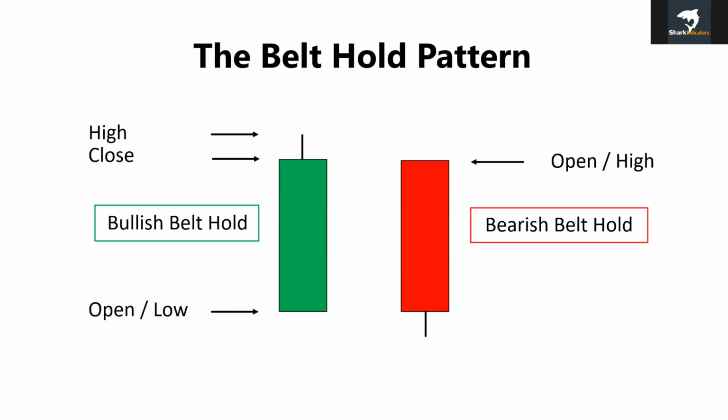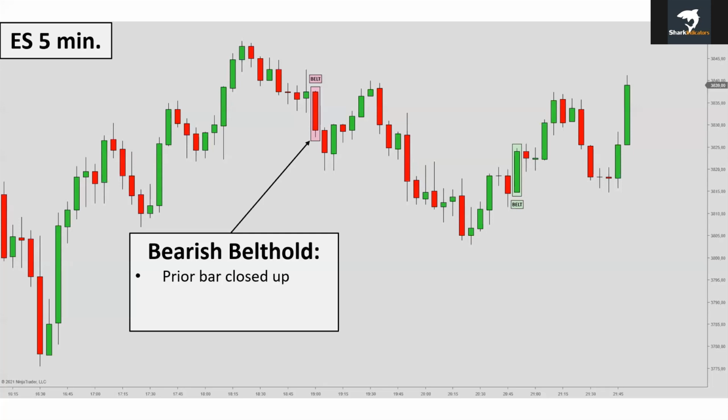Bearish belt hold: the open is the same as the bar high, so there's no upper shadow here. Prices are pushed down, and the close is near the low of the candle, so there's only a small wick or shadow down here. So here it is on a 5-minute chart of the ES.